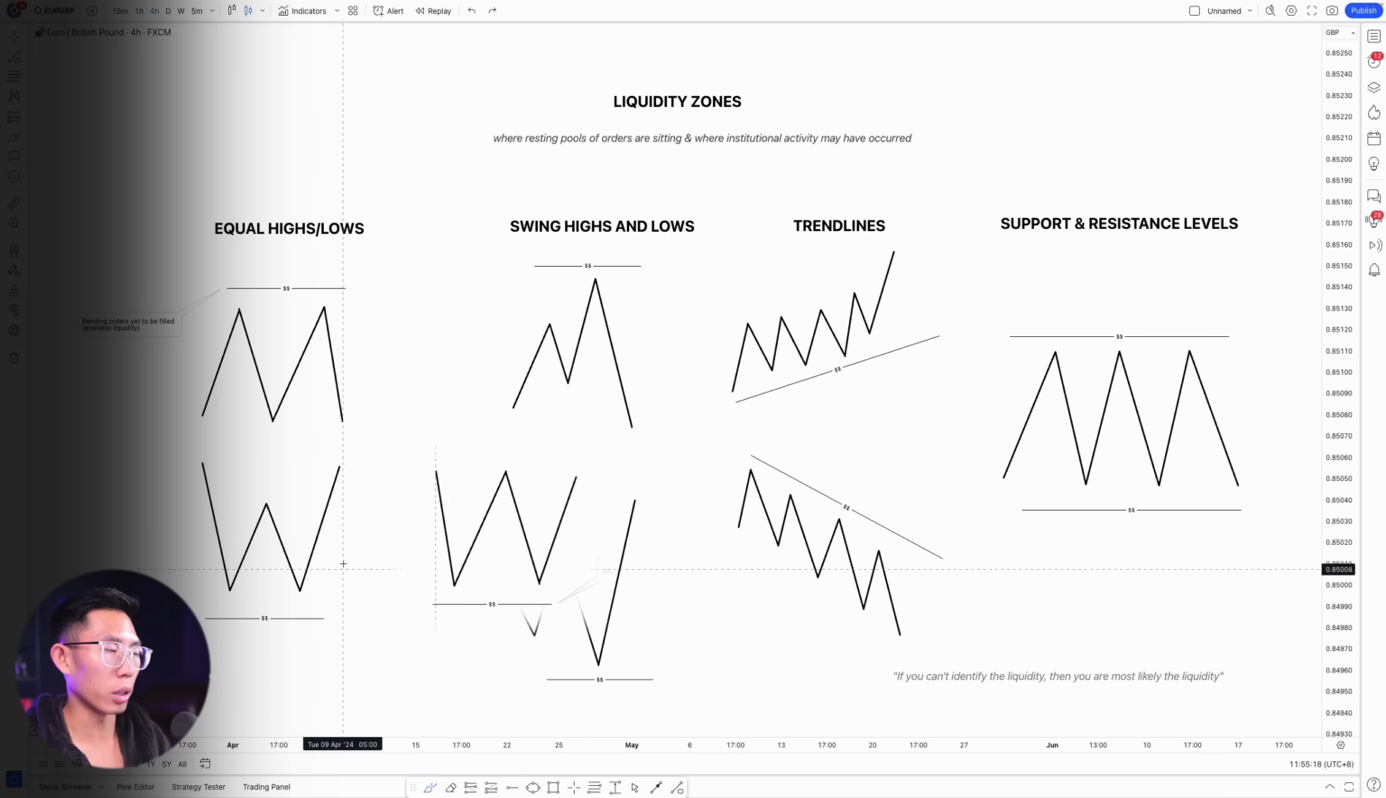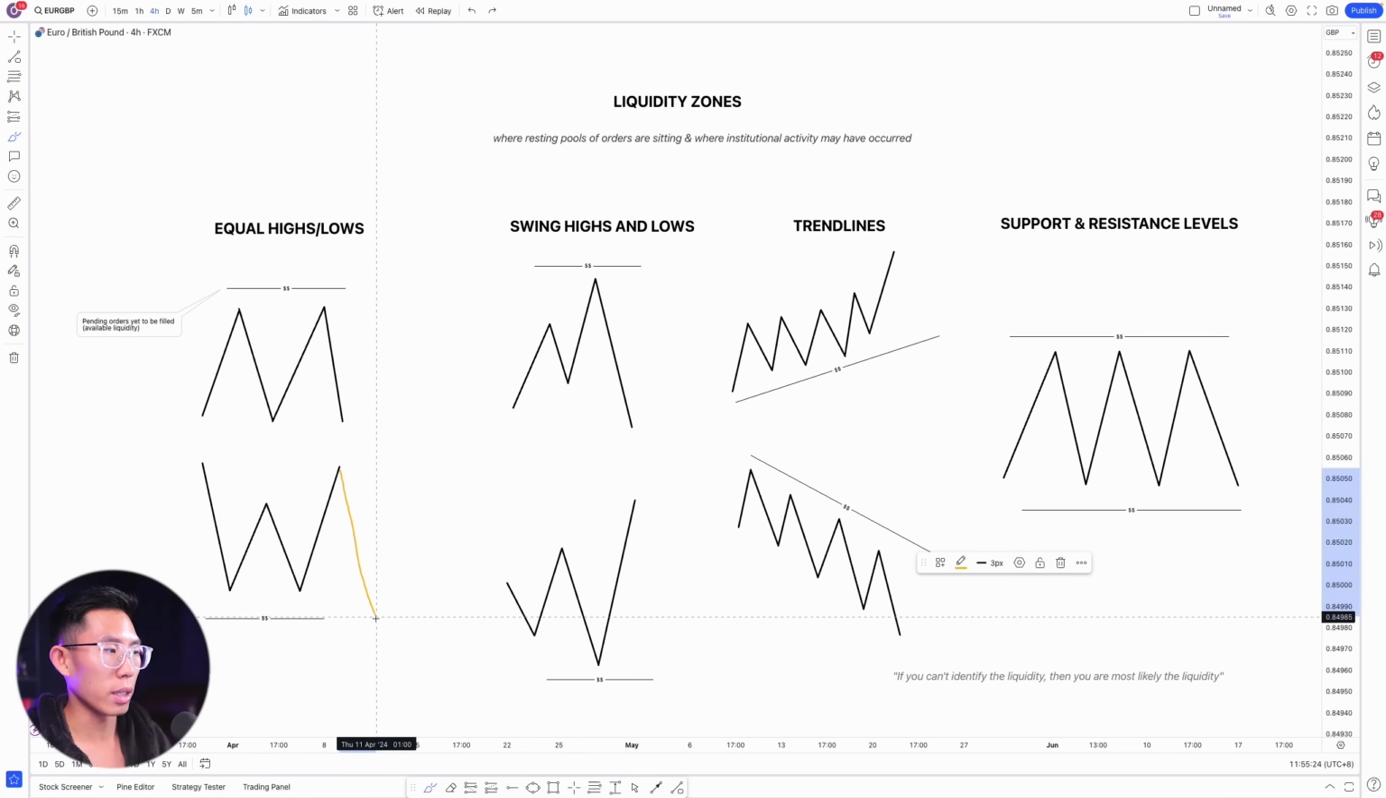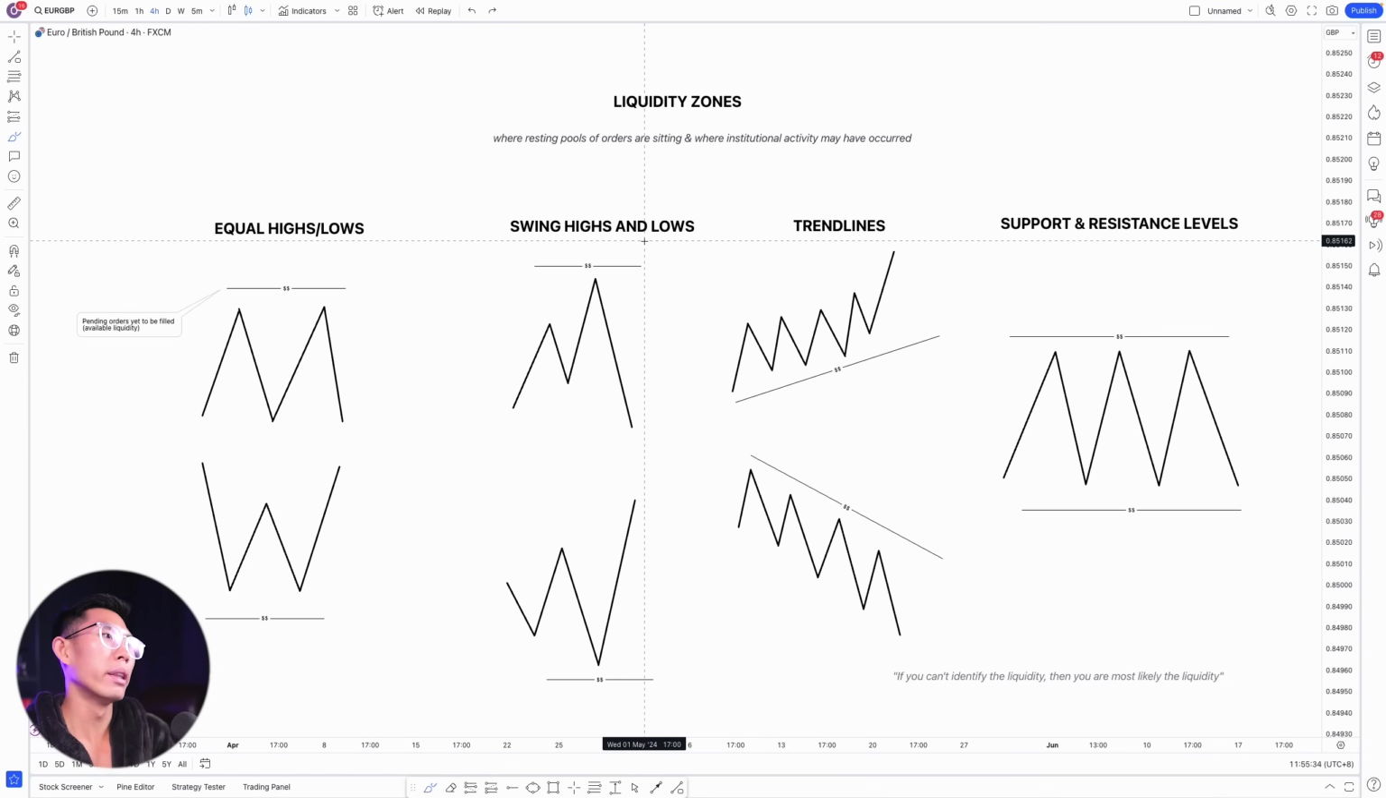Same thing with the double bottom, right? Just the opposite of a double top. There is liquidity below these lows right here. And smart money might push the price down here, break past the previous swing lows, and grab liquidity before heading back up. Now next is your swing highs and your swing lows.